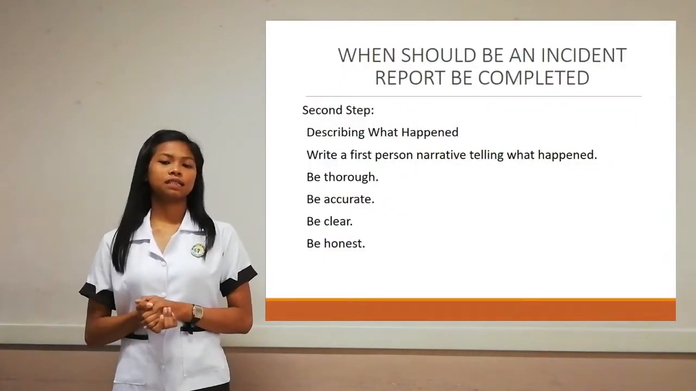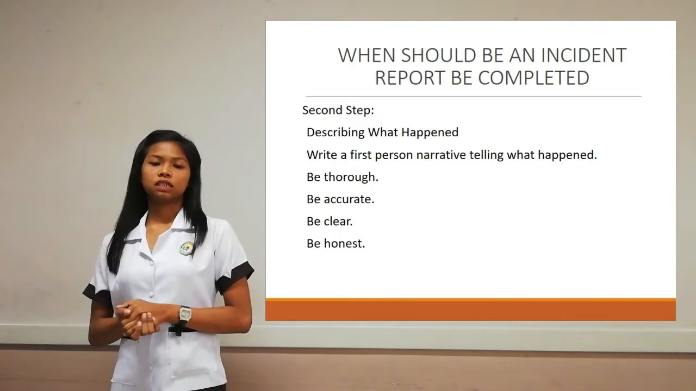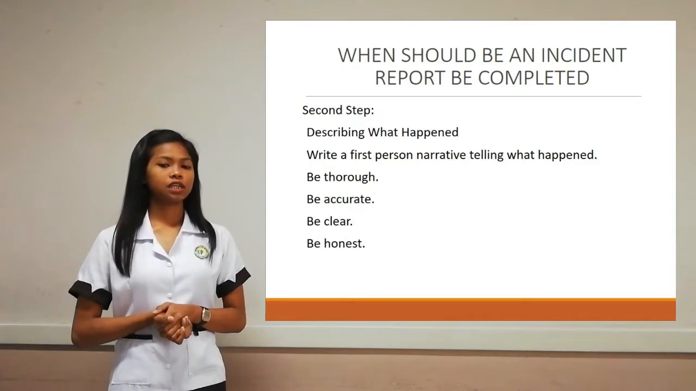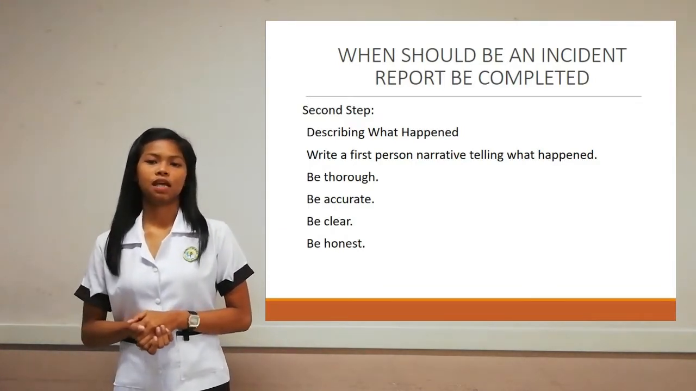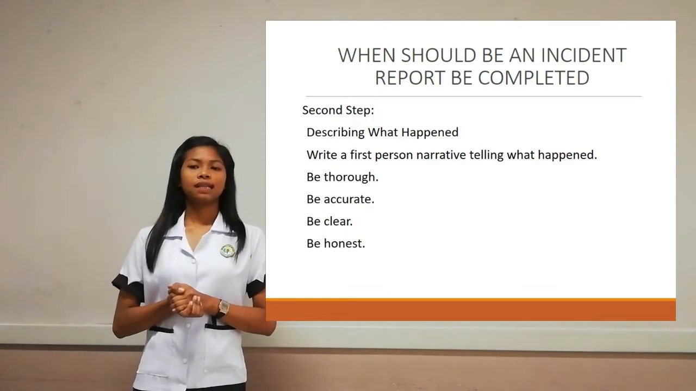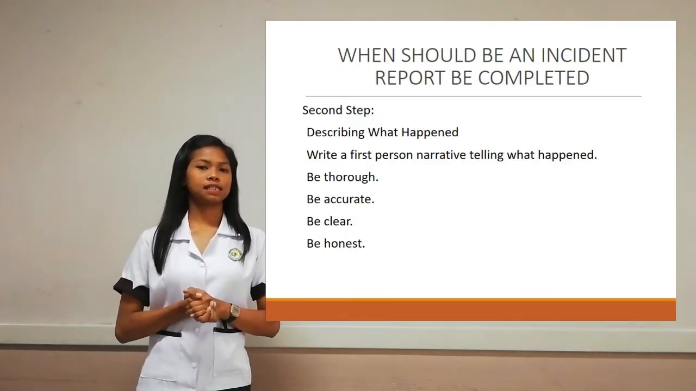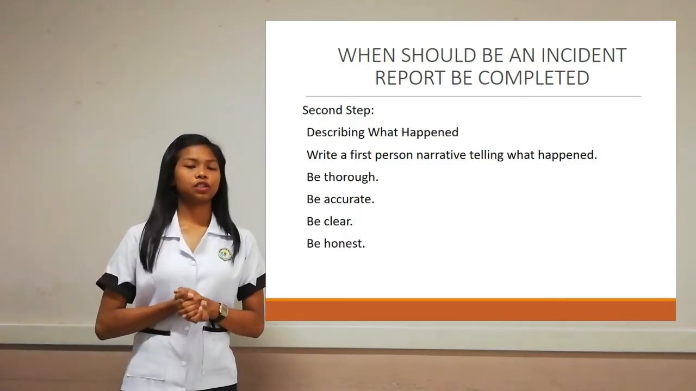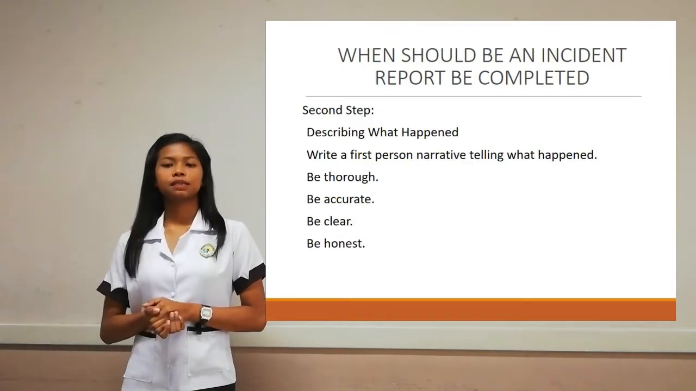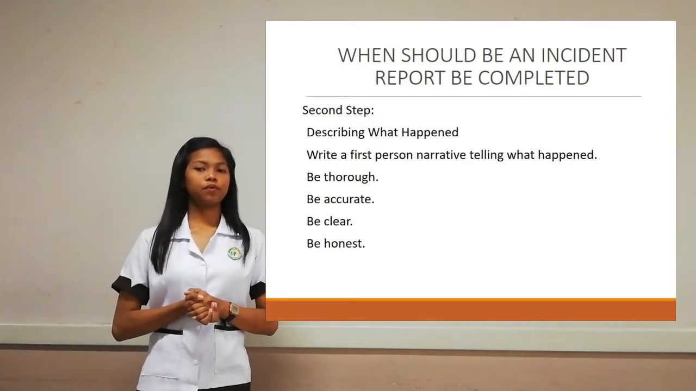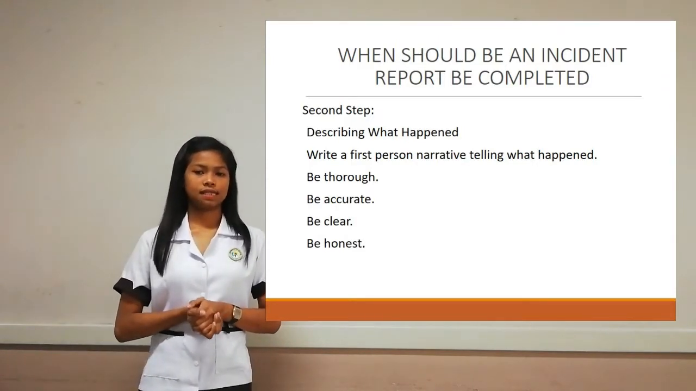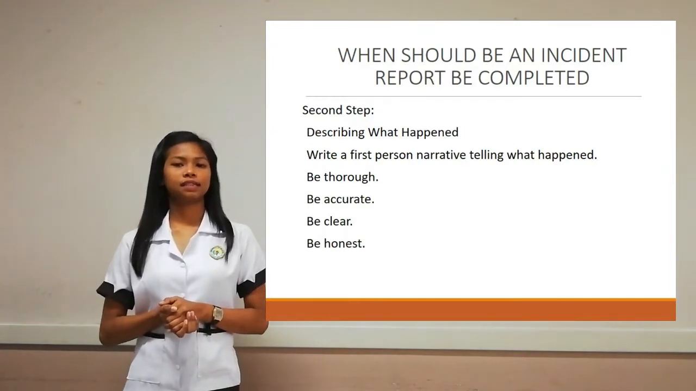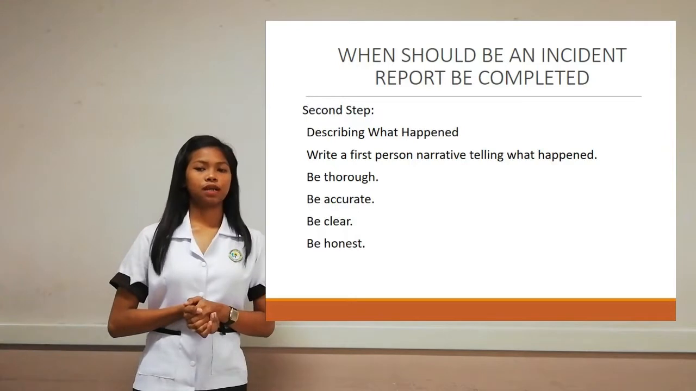The second step is describing what happened. The first one is write a first-person narrative telling what happened. Write a chronological narrative of exactly what happened at the scene. The second is be thorough. Write as much as you remember. The more details, the better. The third one is be accurate. Do not write something in the report that you are not sure of. The fourth is be clear. Don't use flowery language. Your writing should be clear and concise. And the last is be honest. Even if you're not proud of how you handled a situation, it's imperative that you write it in an honest way.